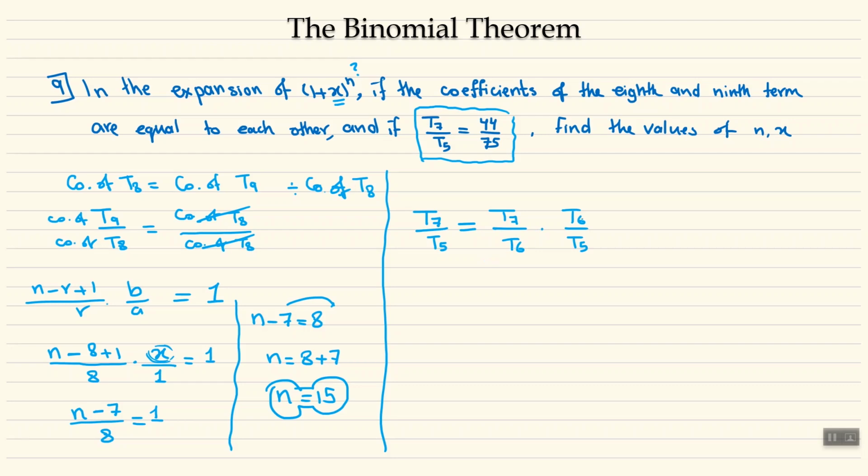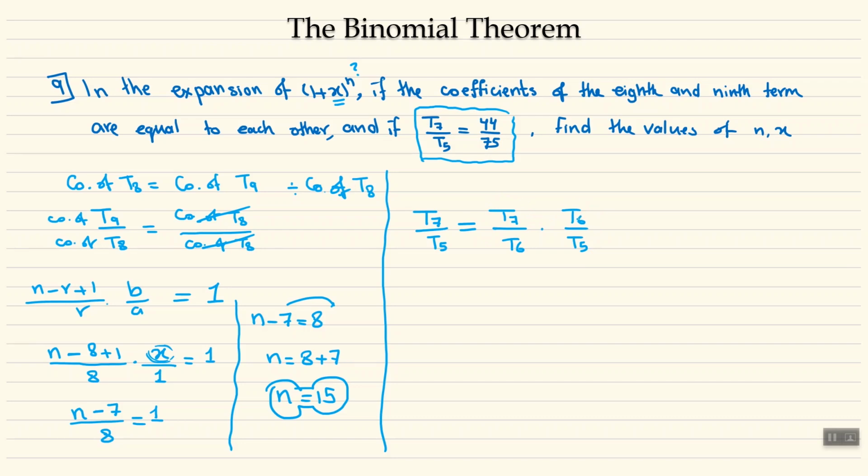Look, T6 cancels T6, you get T7 over T5. They're equal. But what have I done now? I have made two consecutive terms here and two consecutive terms here. So I can use the formula here and I can use the formula again here. I can use the formula 2 times.